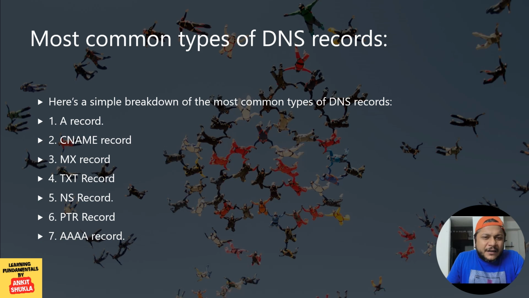Then we have PTR records. They're used for reverse DNS lookup, which basically means that it maps an IP address to a domain name or a host name. Then we have the AAAA record. It's similar to an A record, but it points to an IPv6 address. An A record points to an IPv4 address, and AAAA points to an IPv6 address instead.